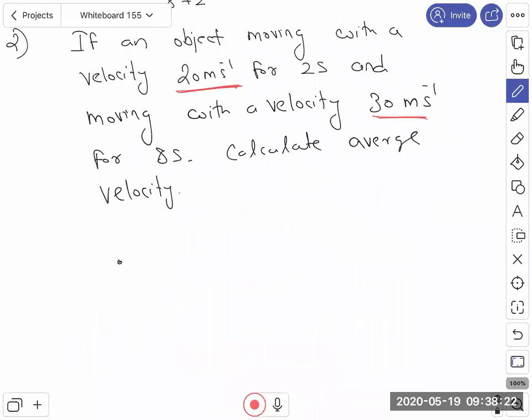So according to this question, we can say that a particle is, first assume, moving from A to B by a distance, take it as S1, in a time of, take it as T1, and it is moving with the velocity V1 over here.